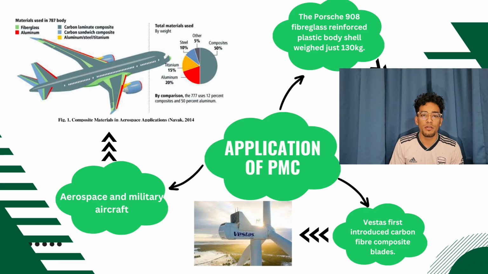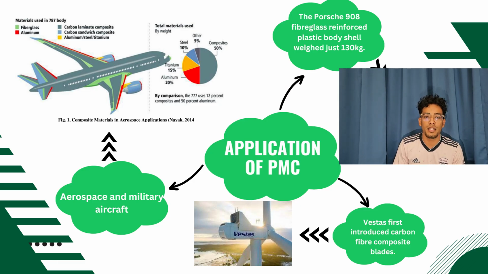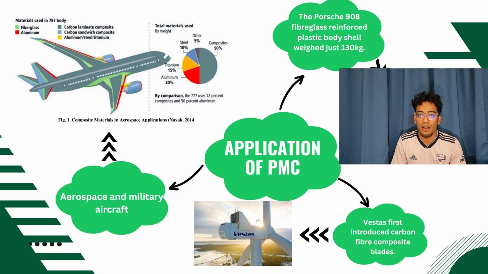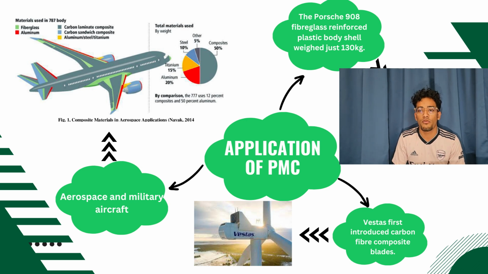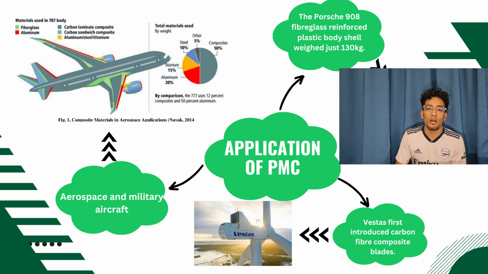A perfect example of PMCs used in the construction of modern aircraft is the Boeing 787 Dreamliner, whose primary structure, including the fuselage and wing, is made of 50% PMC. The Porsche 908 fiberglass reinforced plastic body shell weighed just 180 kilograms, and Vestas was the first company to introduce carbon fiber composite blades.